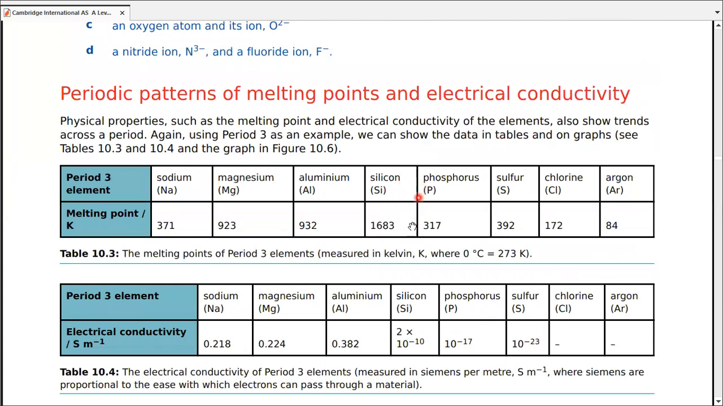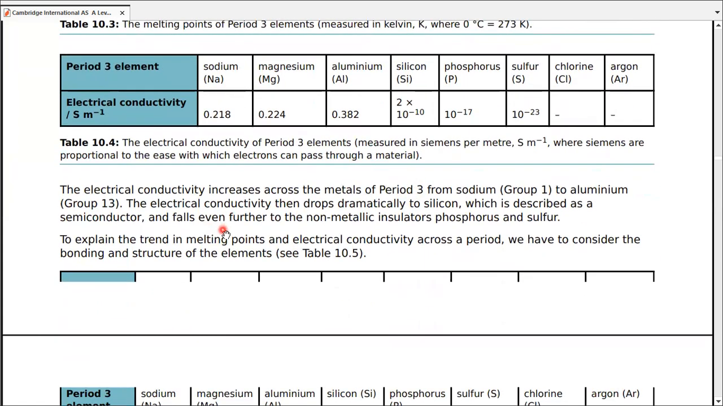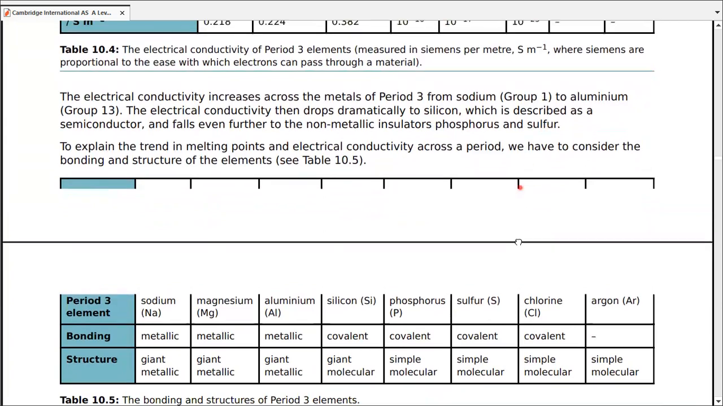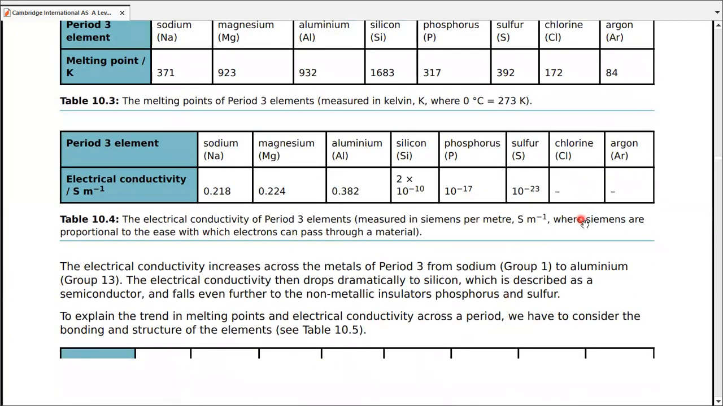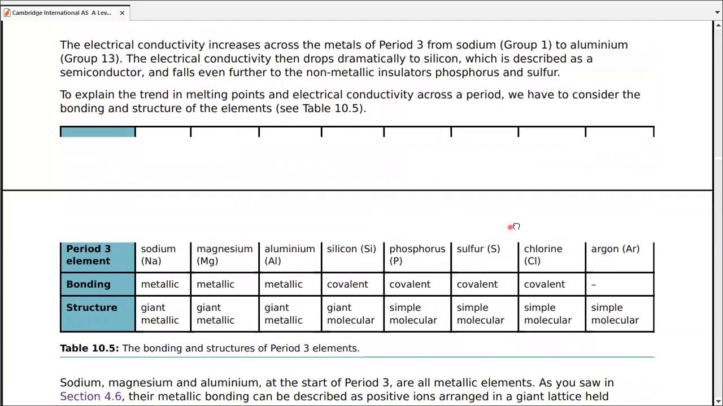Let's discuss these values. Okay, starting with the first paragraph, the electrical conductivity increases across the metals of period 3 from sodium to aluminum. Electrical conductivity then drops dramatically to silicon, which is described as a semiconductor, a metalloid, and falls even further to the non-metallic insulators, phosphorus to sulfur. Right, so if you move on from phosphorus to sulfur, this is going to drop more and more, and of course, the gases cannot be discussed, so dashes with the gases.